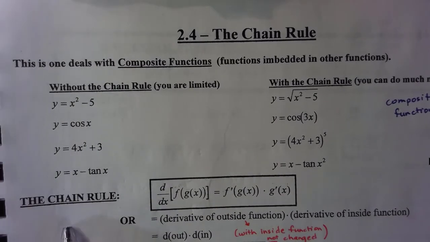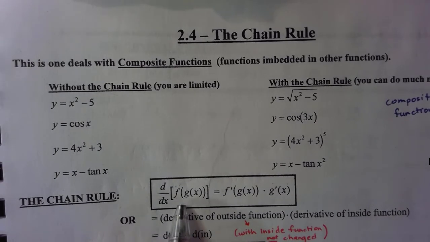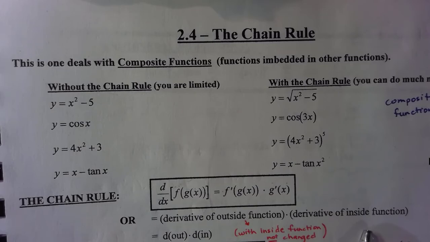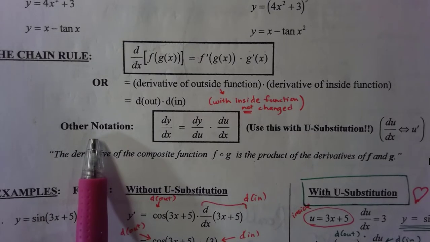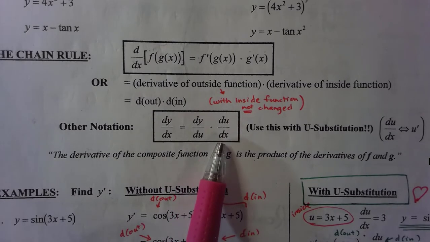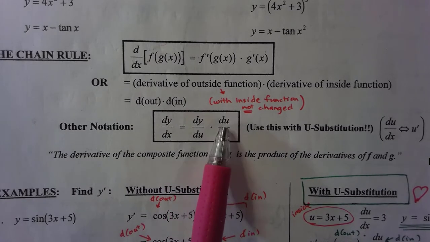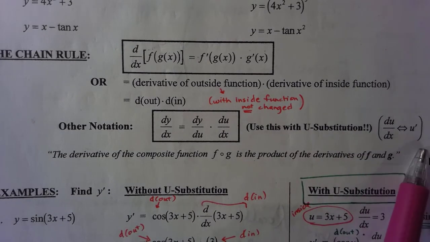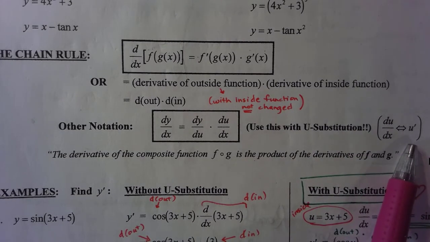So the chain rule is the derivative of f of g of x is f prime of g of x times g prime of x. In other words, the derivative of the outside of the function with the inside function not changed times the derivative of the inside function. Other notations that we'll use is dy/dx is dy/du times du/dx, where y is a function of u and u is a function of x. Sometimes we will let du/dx also be represented by u prime.